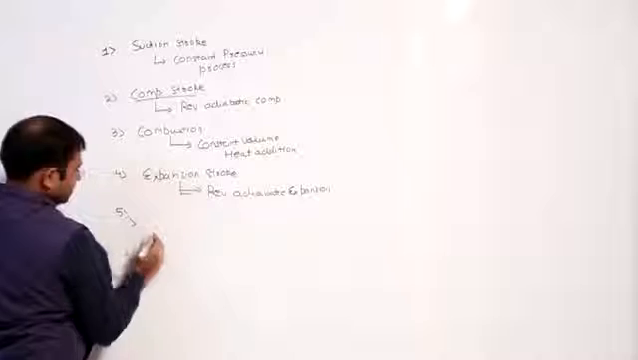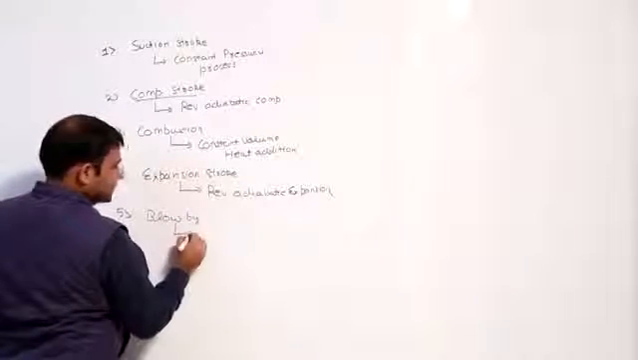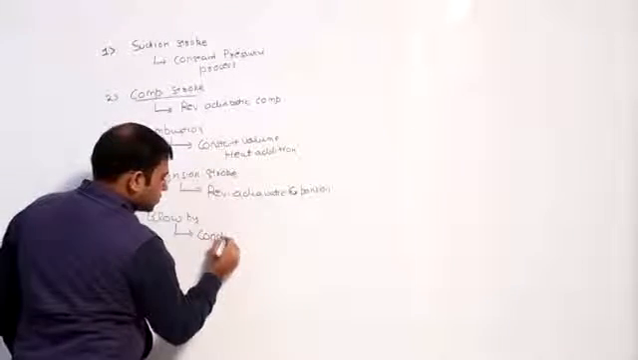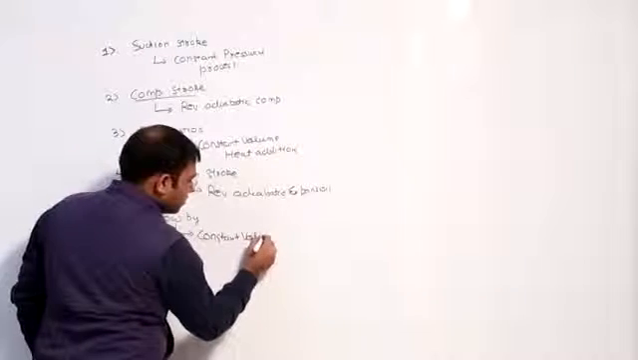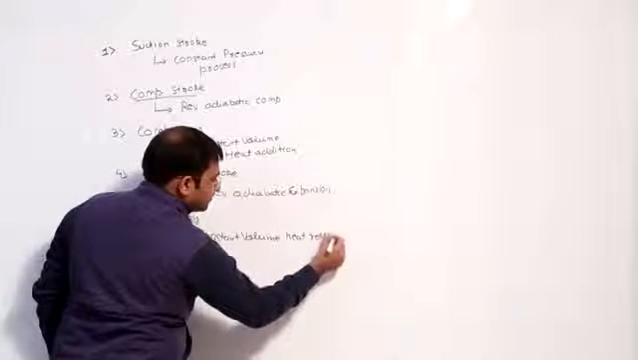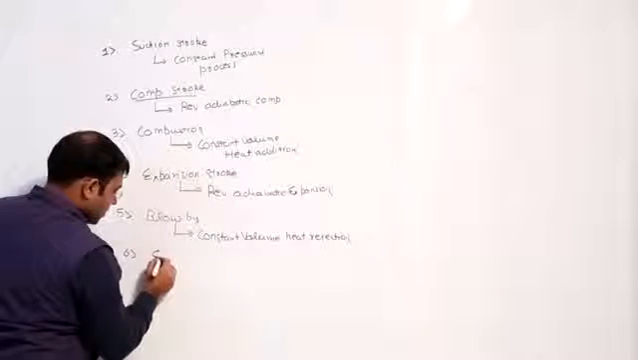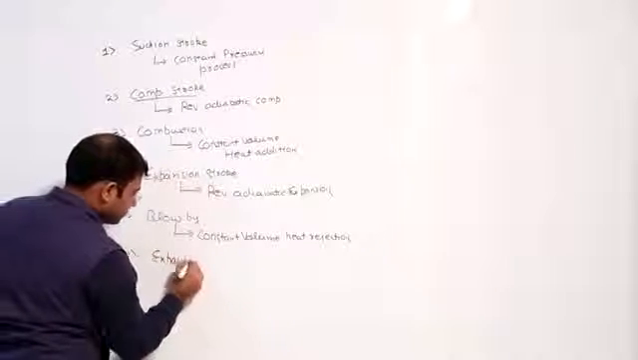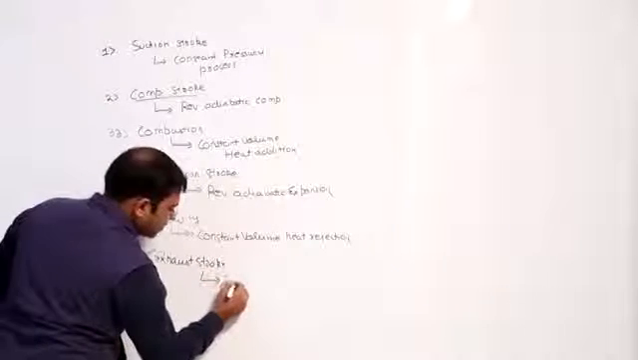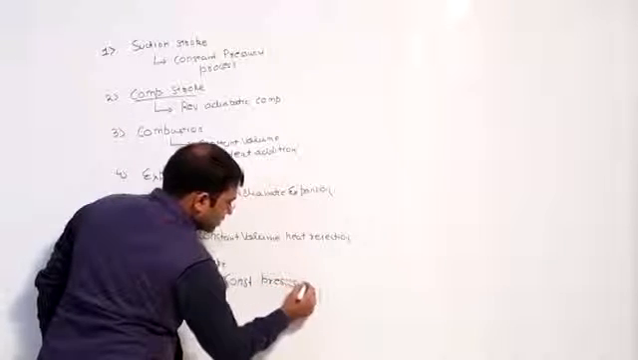The fifth one is blow by, and again it is an instantaneous process, so it can be considered as constant volume heat rejection. And the sixth, exhaust. It can be considered as a constant pressure process.